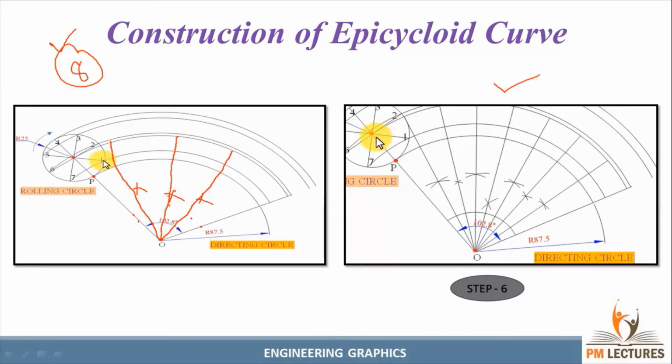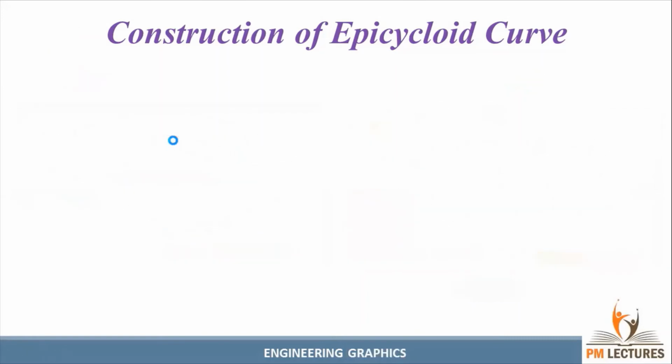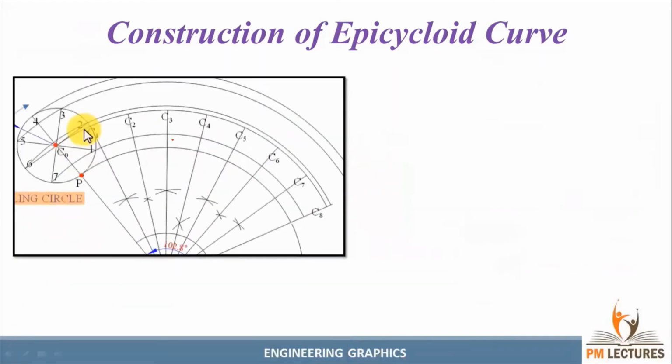Okay, once again I tell you. So first step, we need to measure this distance, keep your compass here and make an arc, and again from here make an arc and draw a line up to the center of this arc. Okay, you can continue the steps. You can go for the 7th step.